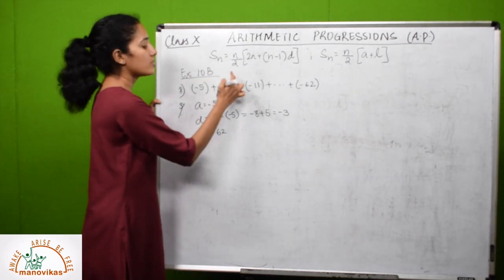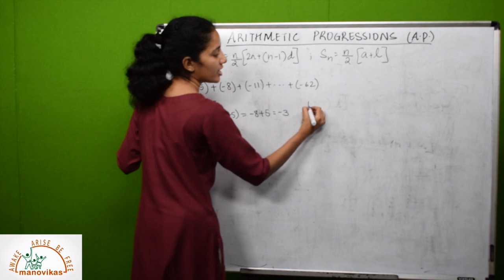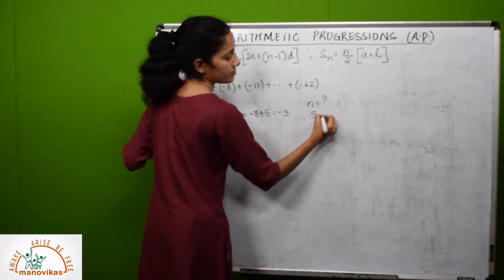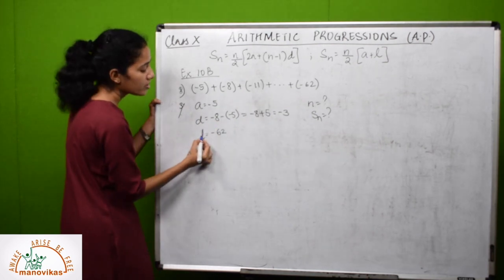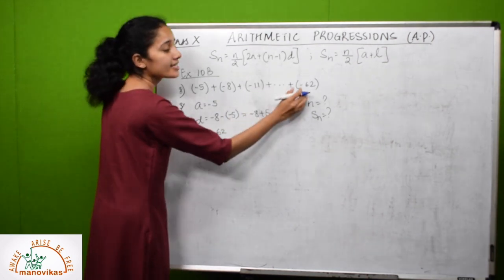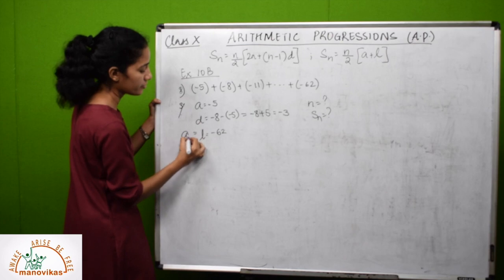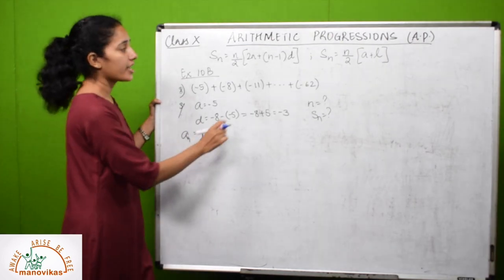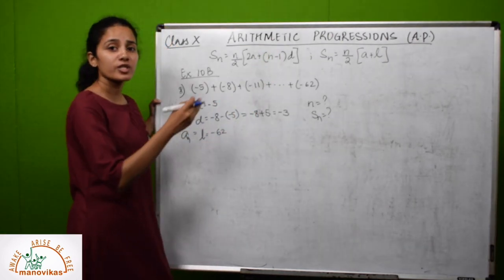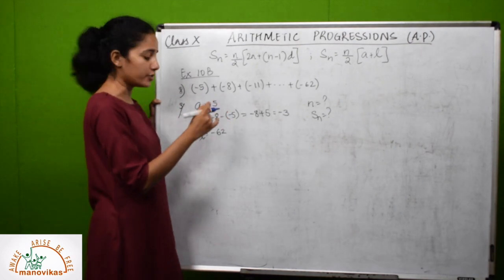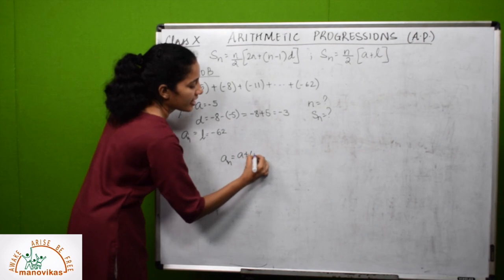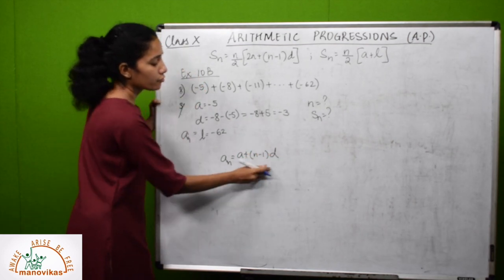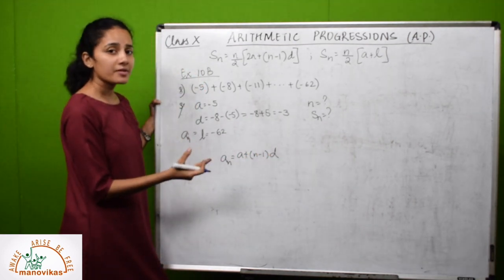Now you have to calculate n here first to calculate Sn. Now, how will you find n? We know that the last term in a finite sequence is nothing but the nth term. So using the nth term formula for an arithmetic progression, which we had covered in the previous video, we have an is equal to a plus n minus 1 times d. Using this formula, we will be calculating n.